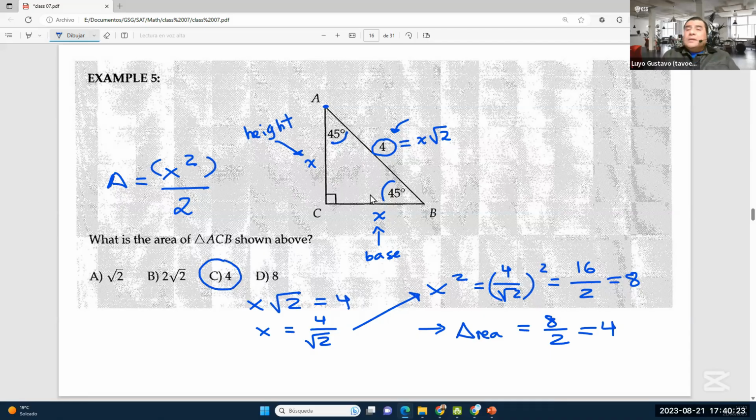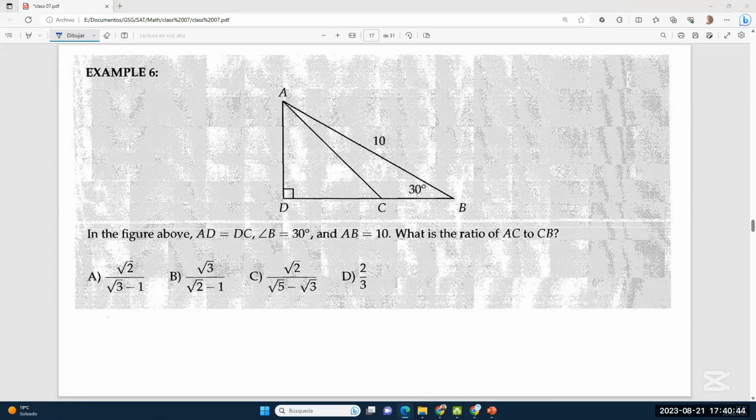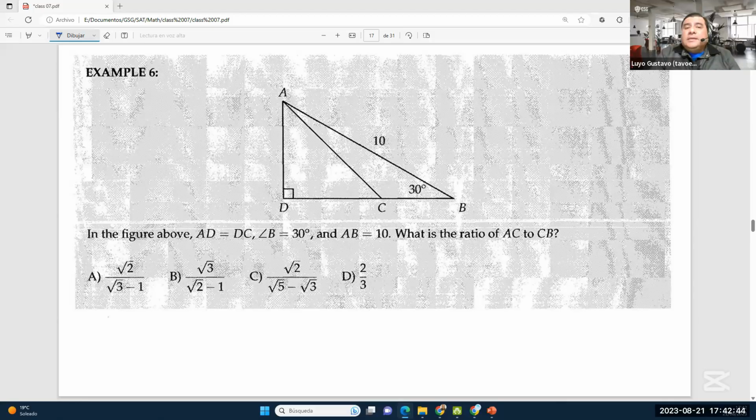Okay? Well then, let's continue. Let's see more examples. Question 6. You can try this one on your own first. Okay, let's see the solution to example 6.